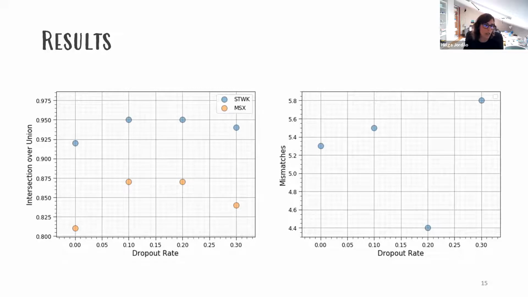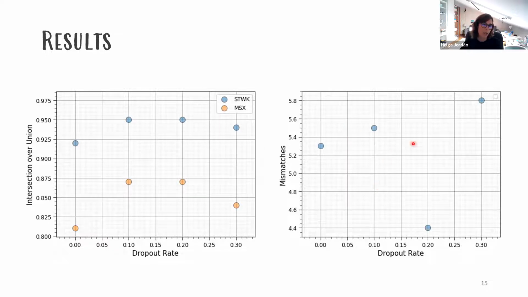First, we evaluate the different dropout rates for both metrics: intersection over union, for which we want the higher value, and mismatch, for which we want lower values. The benchmark was our generator without dropout. This is the result using dropout, and we can see that by using dropout we have better results than without. This is due to overfitting. Dropout is a regularization term that minimizes overfitting, so that's why we have better results.